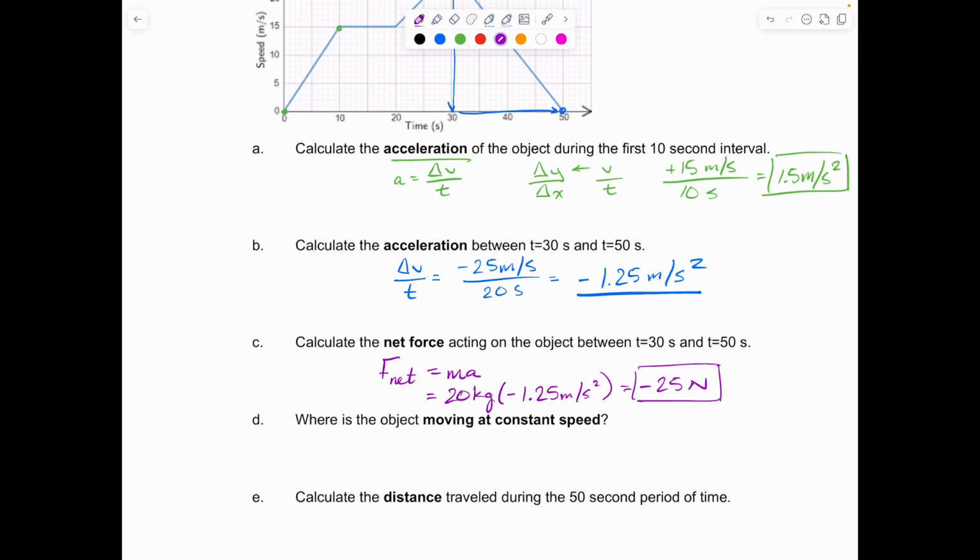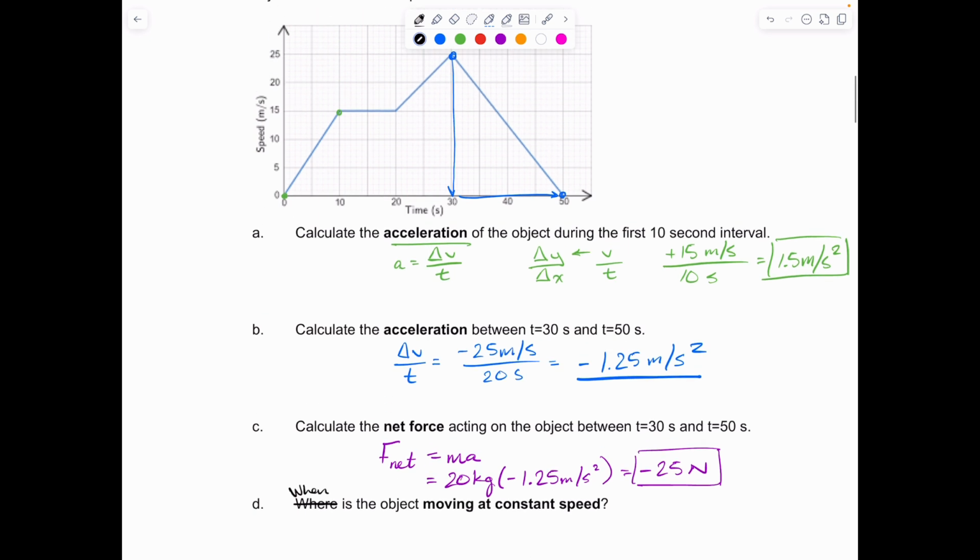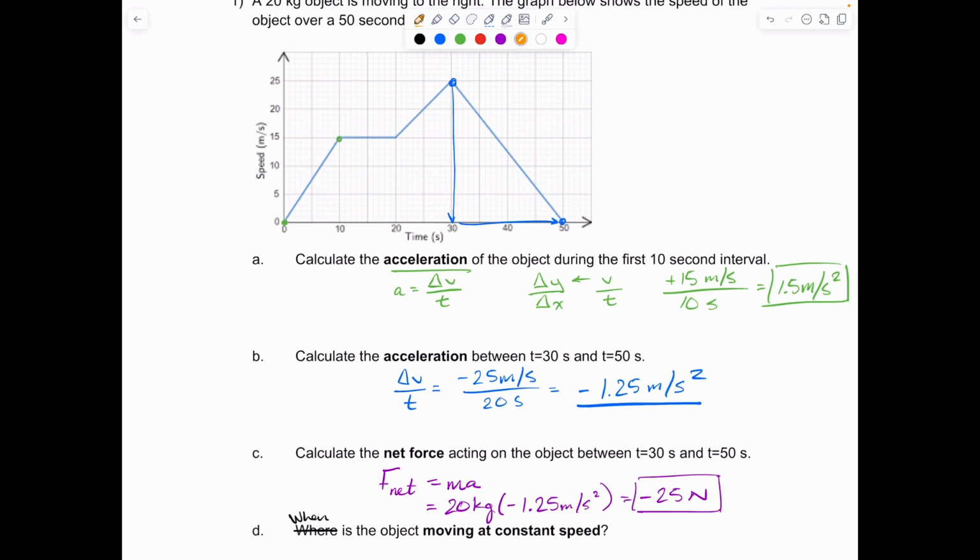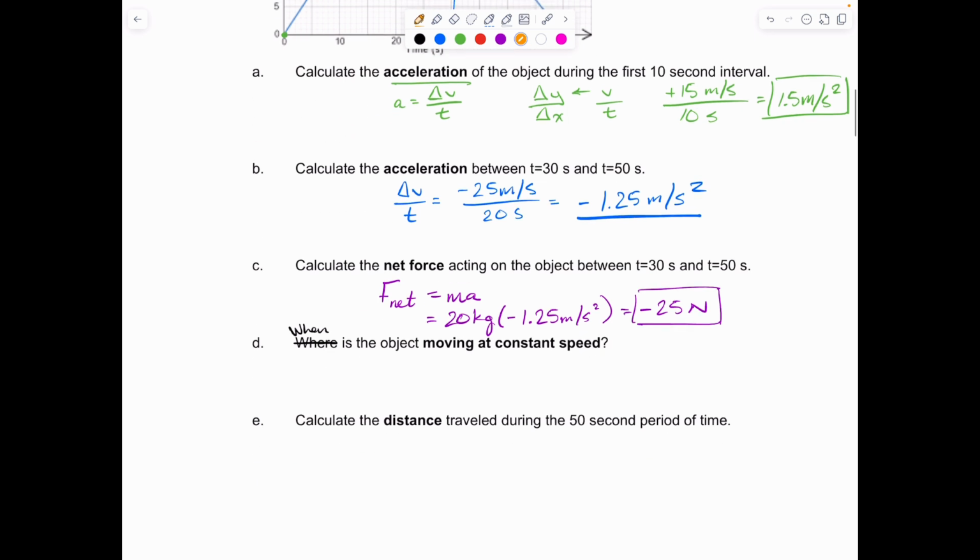Okay, question D. Where's the object moving at a constant speed? I don't love the question. How about when? When is the object moving at a constant speed? Well, constant speed just means that the points of our graph, since the y-axis is speed, are not moving up or down. And along this time interval, we have 15 and 15 and 15 and 15. And that means the speed is always 15. So this flat line is a constant speed. So that's 10 to 20 seconds.